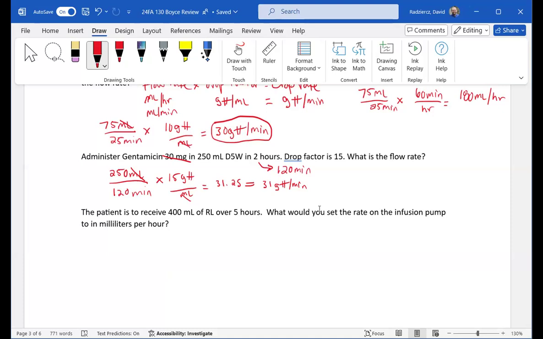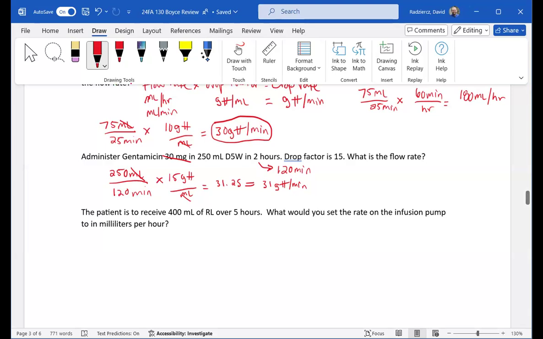You'll see that next semester when you do your heparin infusions, because heparin is so slow. It's like 30 milliliters an hour. It is at a drip. It's just that it's not considered a drip rate because there's no drop factor listed. Just so you know, I don't make the rules. I'm just following what the examples are.